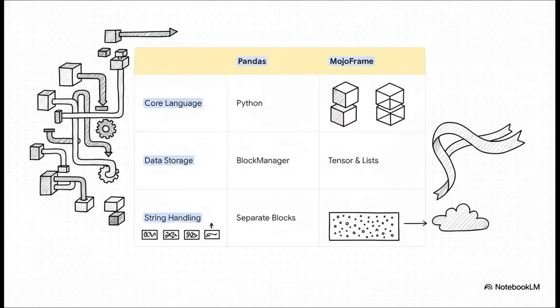And when you put them side by side, the difference is just night and day. Instead of that complex block manager, Mojo Frame uses a much simpler model built on those high-performance tensors. It even has a smarter way of handling strings. It's cardinality aware, which is a fancy way of saying it looks at your text and figures out the most efficient way to store it based on how many unique values you have.